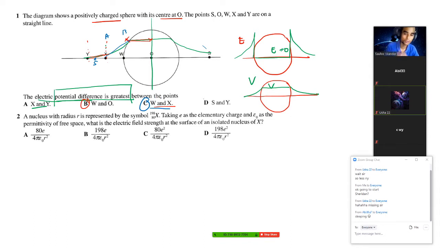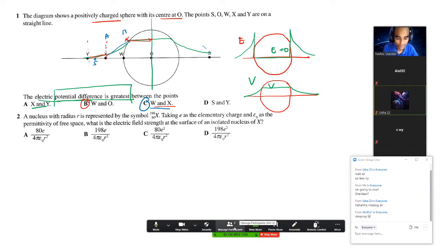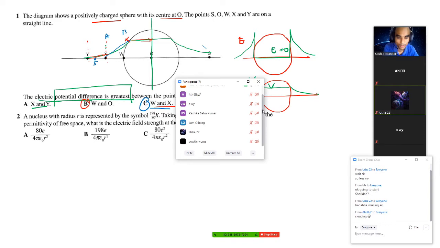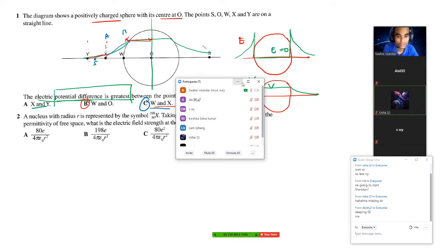Okay, how many of you got C as the answer? How many of you got C as the answer for number one? Yes, okay, good.